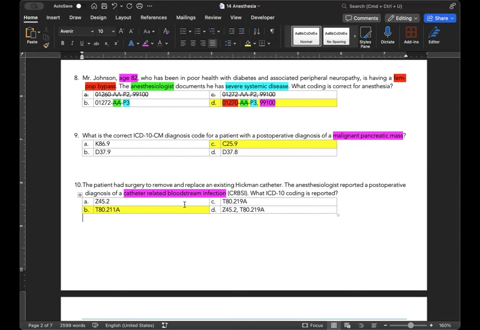Any questions that you guys can think of from an anesthesia standpoint? Yeah, the last one was definitely tricky for sure. Yeah, that one was tricky.